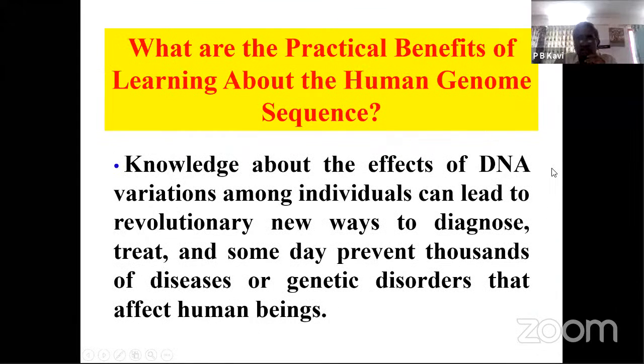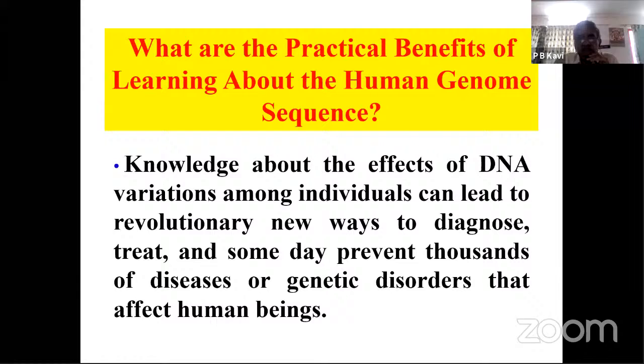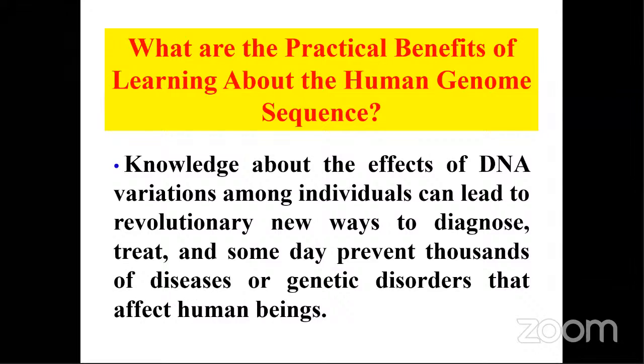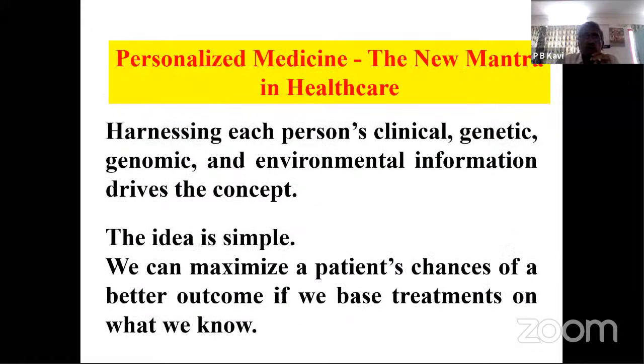So last time we discussed how the human genome sequence can help us in personalized or stratified medicine. The DNA sequence variations can help us in diagnosing a particular disease or disorder, and also to treat it. And someday we are hopeful of preventing such diseases or genetic disorders over a period of time. Personalized medicine is the new mantra now in healthcare. If you harness each person's clinical, genetic, genomic, and environmental information, that drives the concept.